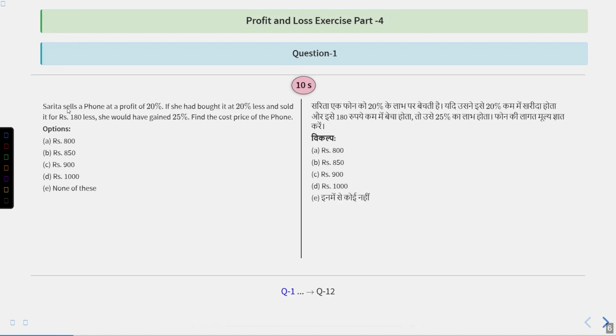First question: Sarita sells a phone at a profit of 20%. If she had bought it at 20% less and sold it for 180 rupees less, she would have gained 25%. Find the cost price of the phone. You have 5 options and 10 seconds to analyze the question. Your time starts now.